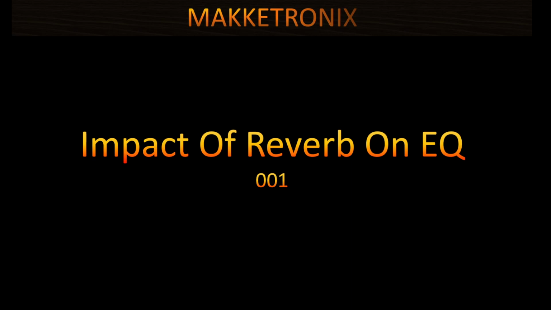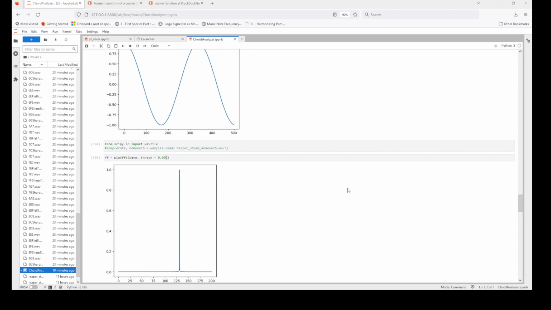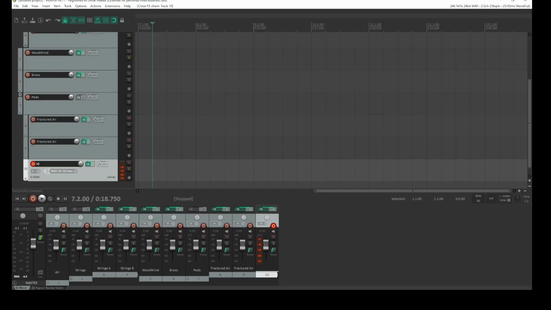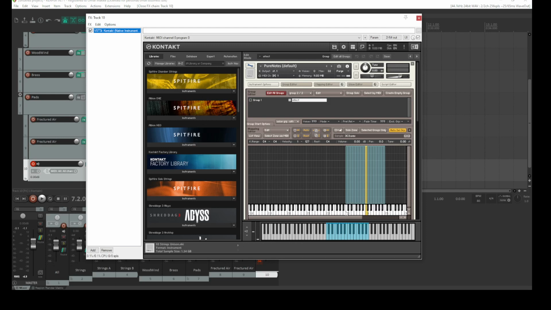So now we will talk about the impact of reverberation on the frequency content of your composition, and maybe talk about some of the impact on your equalizer. So for this experiment, I set up in Contact, I generated pure waves.